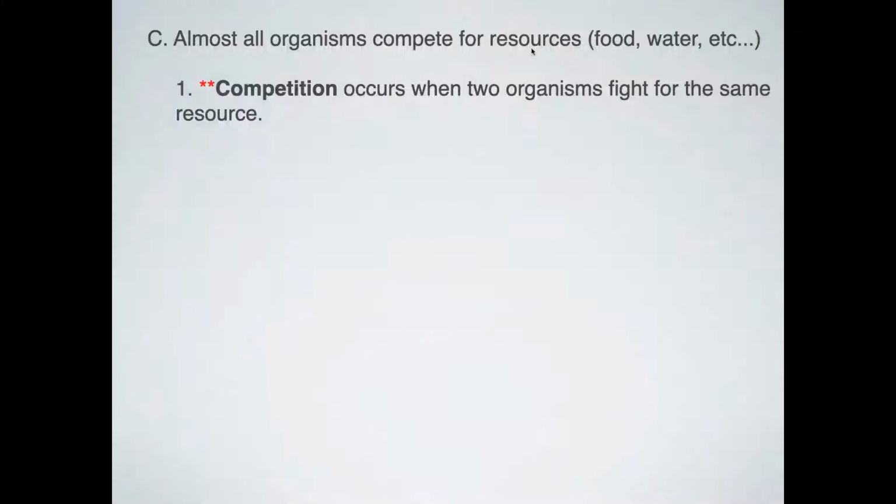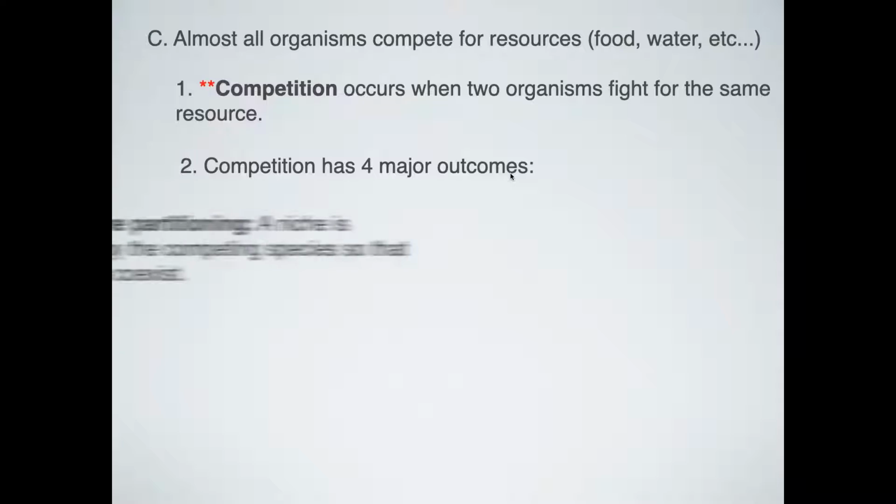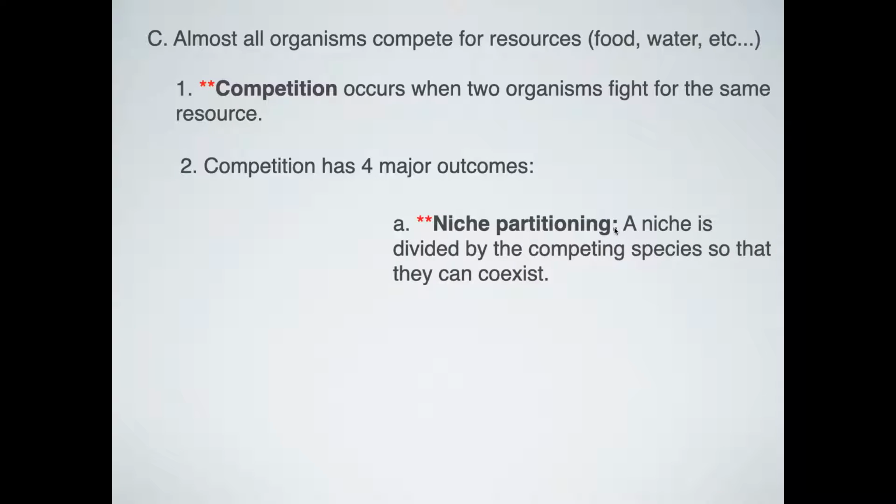And sometimes you're in competition with your own species, other times you're in competition with other species. It just depends. And so there are four major outcomes of competition. The first is niche partitioning, which is super cool. And so this little guy is a warbler, and warblers are notoriously good at niche partitioning. So niche partitioning is kind of what it sounds like. It's you have your space, I have my space.